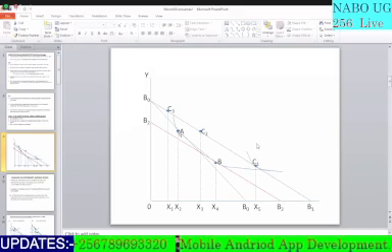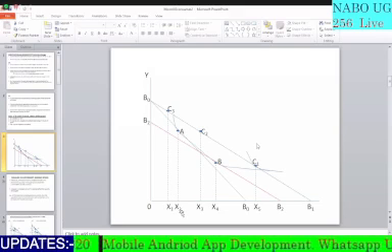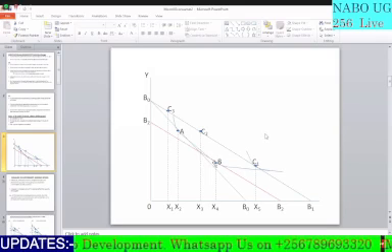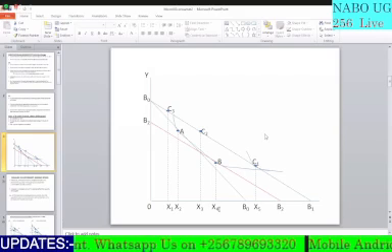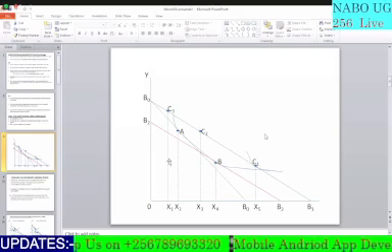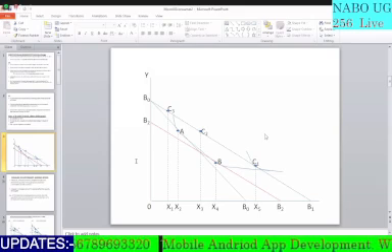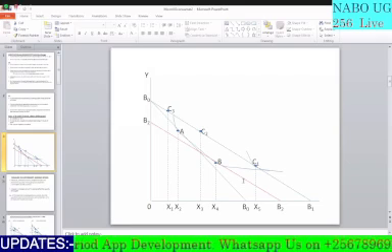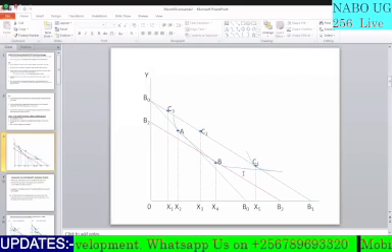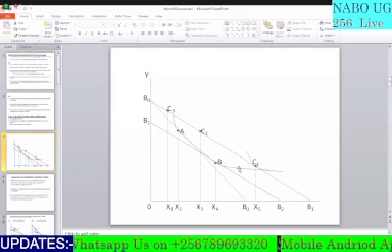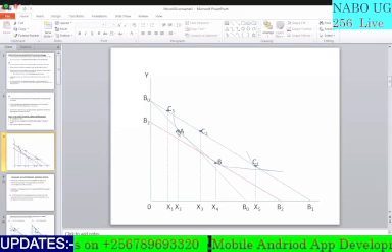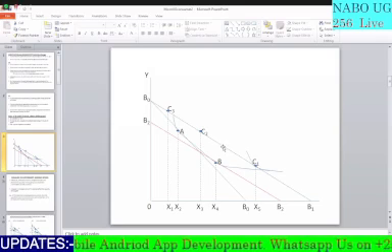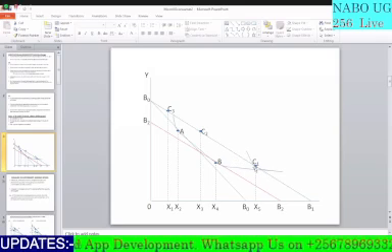So at A, he's able to consume 2 units of X, but because now X is cheaper, he increases the consumption of X and reduces the consumption of Y. That is along the same indifference curve. Now, what actually happens is that at A, when the price falls, the budget line rotates outwards. When it rotates outwards, the individual moves to a higher indifference curve.